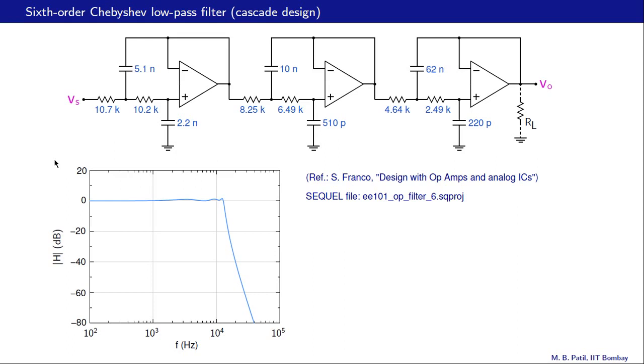Here is a more complex filter circuit, a sixth order Chebyshev low pass filter, and it is taken from Franco's book again. As we have seen earlier when we were talking about Butterworth and Chebyshev filters, Chebyshev filters exhibit this ripple in the passband, and we can see that ripple right here. And since this is a sixth order filter, there is a very sharp drop after the cutoff frequency, and this slope would be 6 times minus 20 or minus 120 dB per decade.